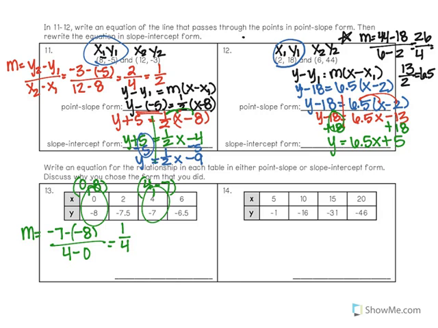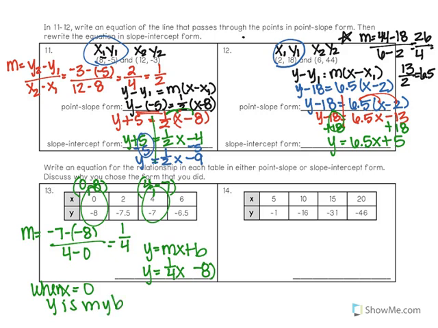And then when I do y equals mx plus b, my y equals my slope, which is 1/4 x plus b. My b is going to be negative 8, and that's because when x equals 0, my y is my b. And that's why on this particular one, it's easier to just go straight into slope intercept form.